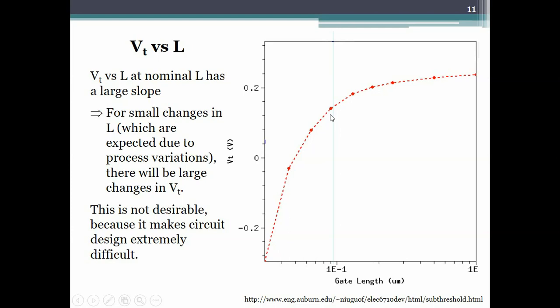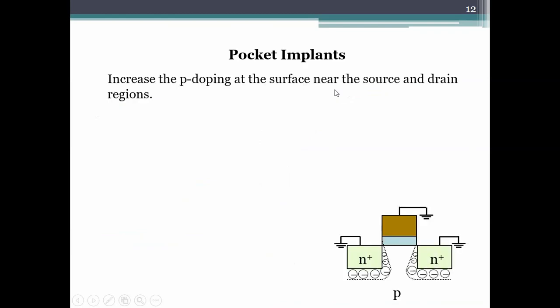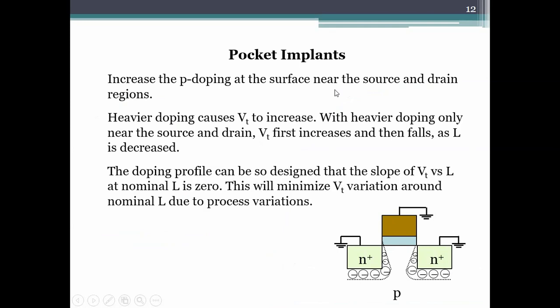It is extremely difficult. And so of course people realized this, perhaps I would think about 30 years ago, roughly. And so the fact that the threshold voltage varies was not acceptable. So people said, well, we have to do something so that the threshold voltage does not vary with the channel length at the nominal channel length, because that's where most of the transistors will be fabricated. So people came up with this idea of pocket implants. So let us talk about this.